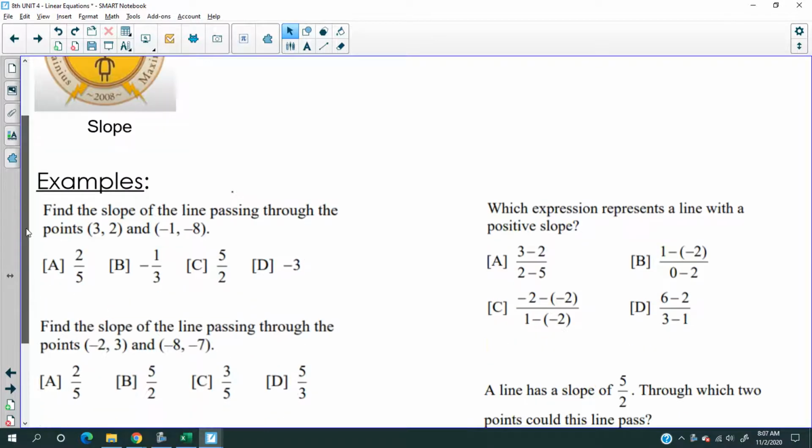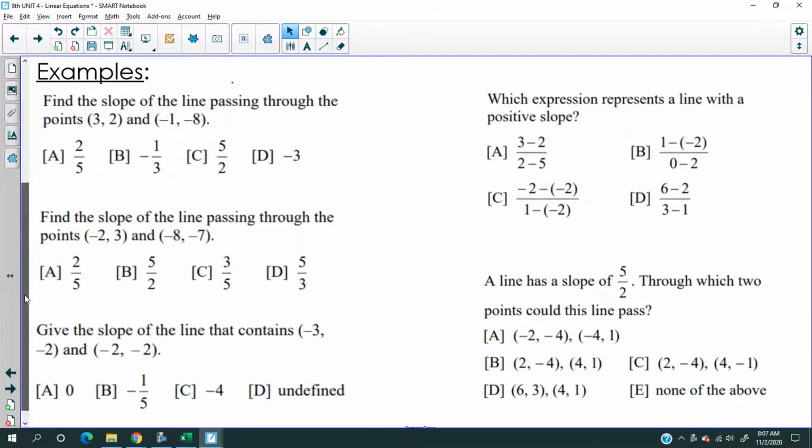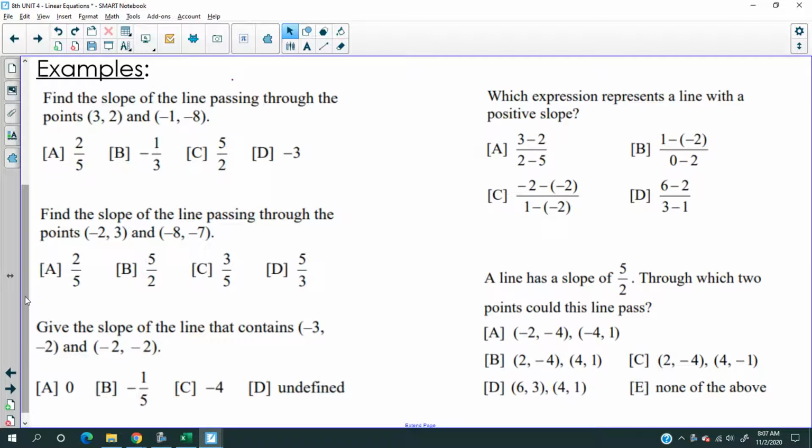I might show this to you when you're in class. Okay, so let's look at some examples. This is just straight up practice. Let me do one with you just to go over what we did yesterday, and then I'll let you try the other four. All right, so find the slope.